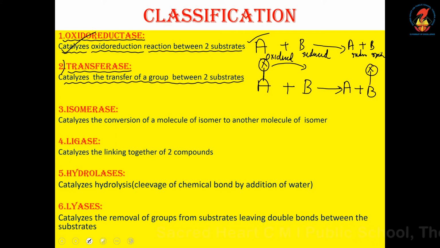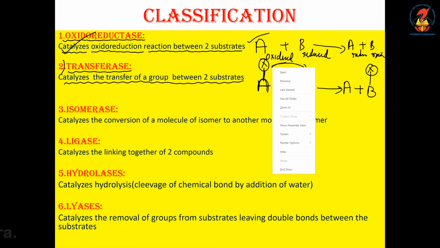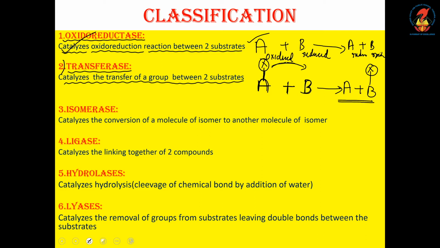Clear? The symbolic representation or the mnemonic is clear. So, once again, transferases catalyze the transfer of a group between a pair of substrates, A attached with a group plus B. And what happens in the reaction due to transferase? The group is transferred from A to B. This is the product.